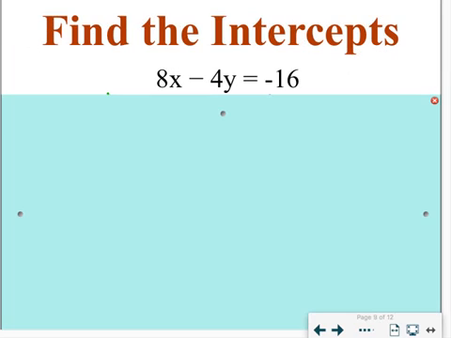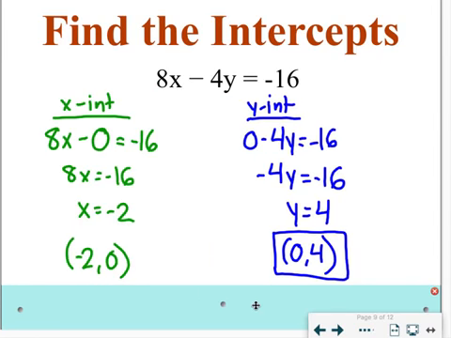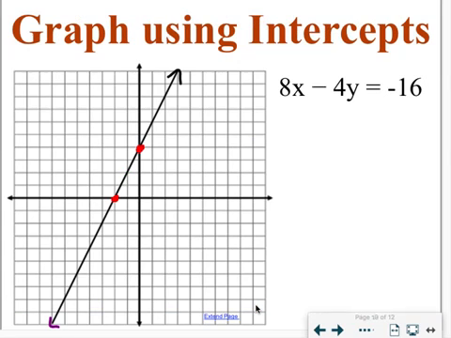Go ahead, try this on your own, find the x and y intercepts, and then put it on a graph. X-intercept is -2, 0. Y-intercept is 0, 4. When you put that on the graph, it should look like the following. If you have questions about this type of problem, please let me know when you get to class.